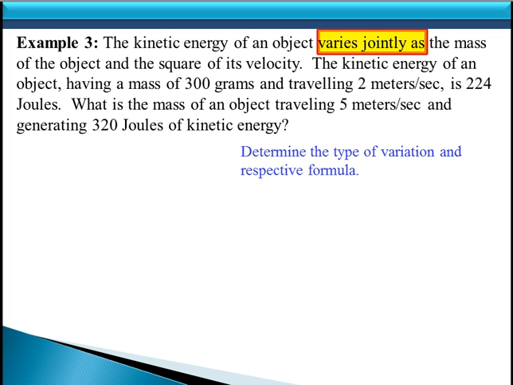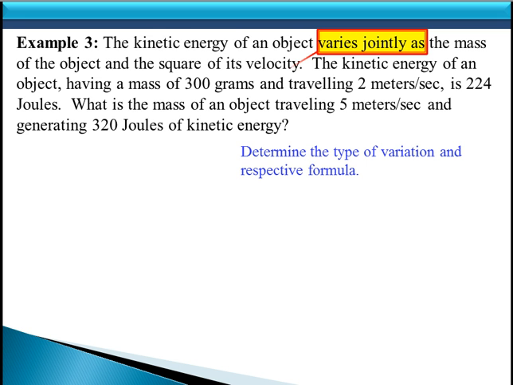And the kinetic energy is what varies jointly as something else. So the kinetic energy is going to be our Y. And with jointly, there's going to be two or more quantities that Y varies jointly as. So in this case, the mass of the object is one of those, so we could call that the X. And the square of its velocity. So it's not just velocity, but it's velocity squared. So we're actually going to use a Z squared for the second part that Y varies jointly as.